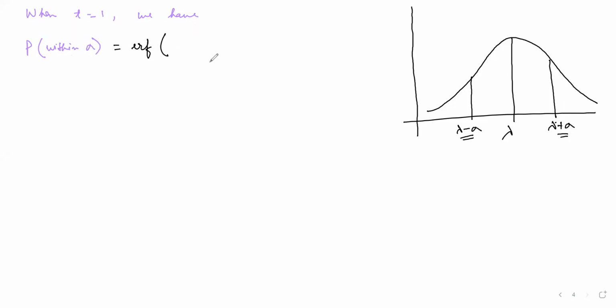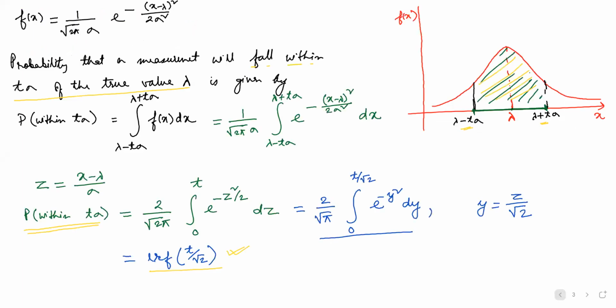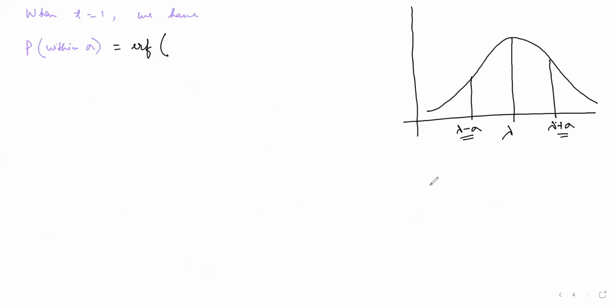So what did we have in the last slide? In the last slide, the value was the error function of t by root 2. So here we are taking the value of t to be 1. If I put t equal to 1, we get the error function of 1 by root 2. Here we have P within sigma, so we have taken t equal to 1. So it is equal to the error function of 1 by root 2.